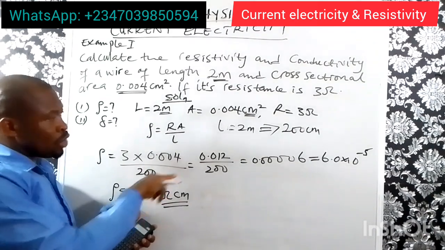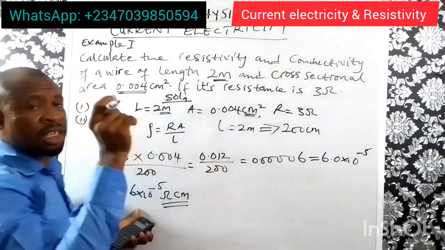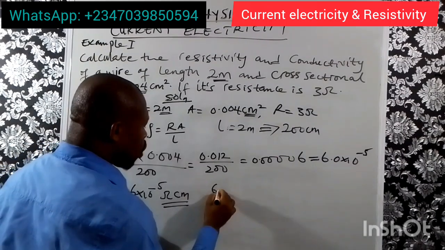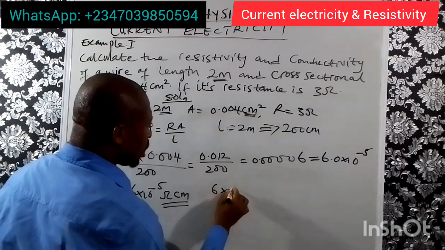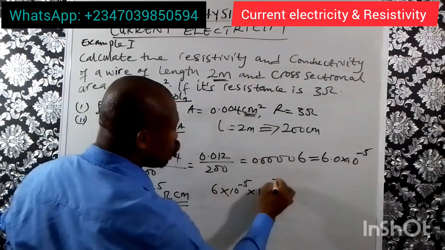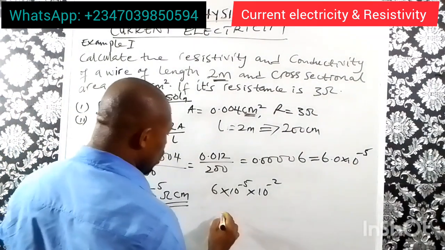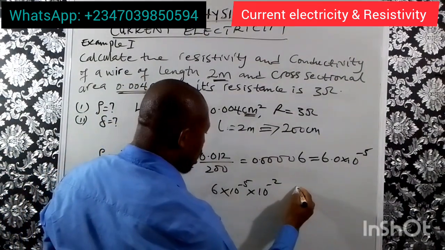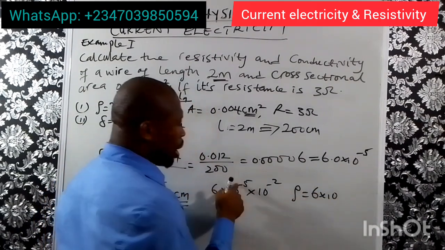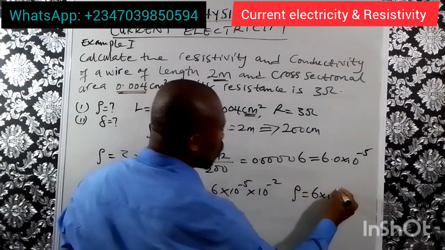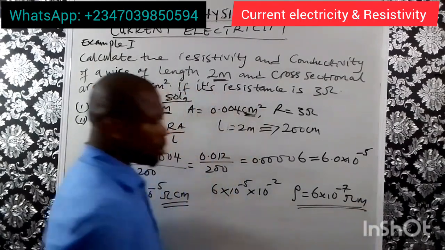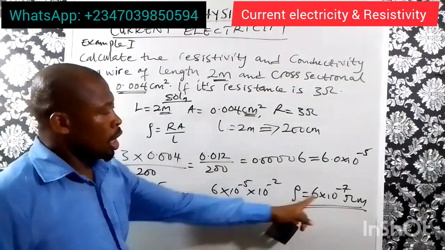And of course, that 100 that you multiplied, you divide it. Divide everything by 100. If you divide everything by 100, it will now give us 6 times 10 raised to power minus 5. Dividing it by 100 means multiplying by 10 raised to power minus 2, the same thing. So which will give us that the resistivity rho is equal to 6 times 10 raised to power minus 5 minus 2, which will give us minus 7 ohms meter. So now let me help you.